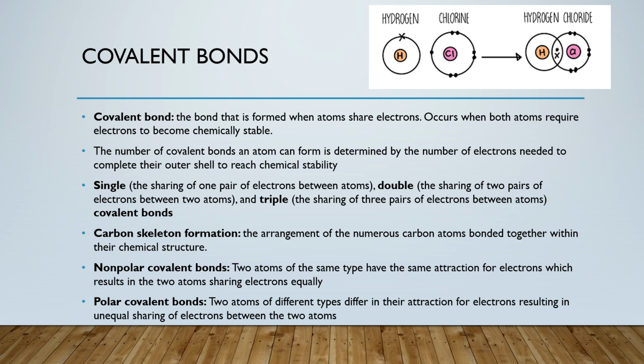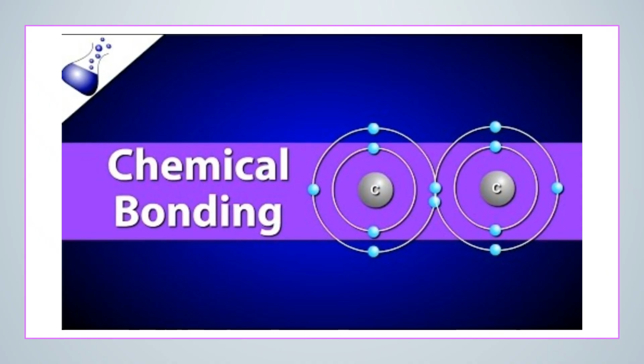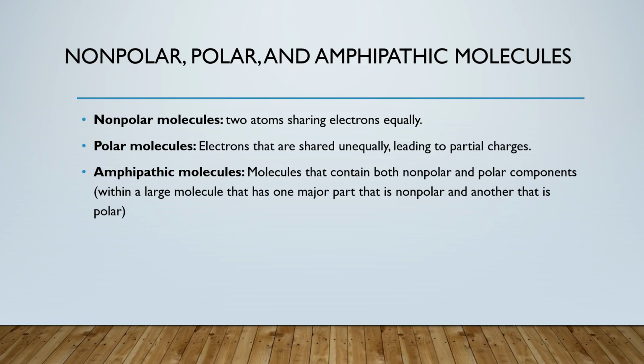Non-polar covalent bonds occur between two atoms of the same type. Both atoms have equal attraction for electrons, so electrons are shared equally. Polar covalent bonds occur between two different types of atoms that differ in their attraction for electrons. The result is unequal sharing of electrons, creating partial positive and negative charges on the atoms. Electronegativity is the ability of an atom to attract electrons towards itself when it's part of a chemical bond.